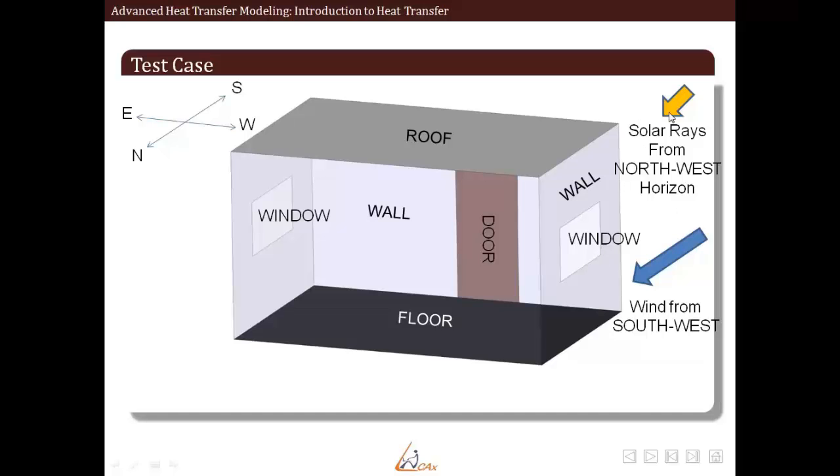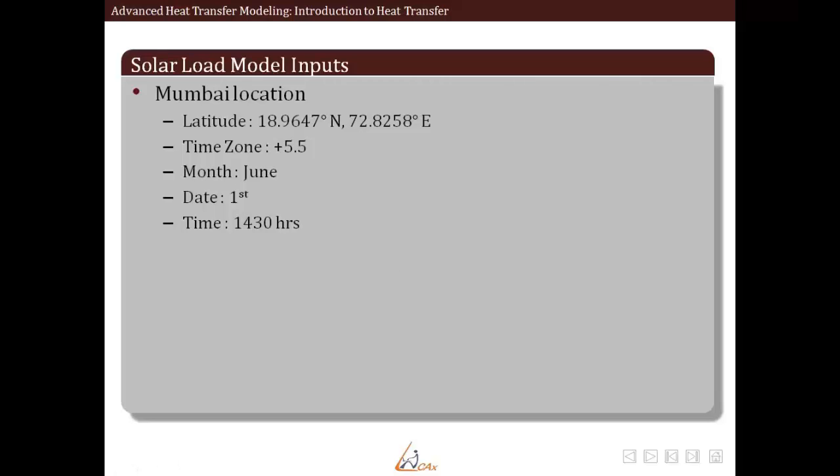So there are going to be solar rays from the northwest horizon direction, and the wind is from south to west. So this is the particular internal HVAC problem. The location for this particular case study has been assumed as Mumbai. So the latitude is 18.96 north and 72.82 east. Time zone is about plus 5.5, that is the Mumbai location time zone. The month is considered to be June, and the date is 1st of June.